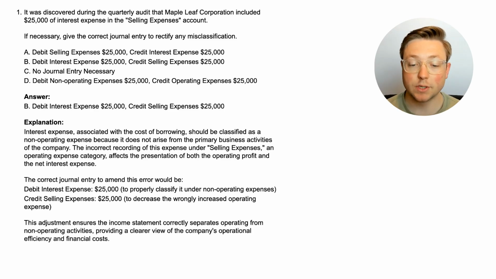Interest expense associated with the cost of borrowing should be classified as a non-operating expense because it does not arise from the primary business activities of the company. The incorrect recording of this expense under selling expenses, an operating expense category, affects the presentation of both the operating profit and the net interest expense. So to correct this, we have to debit the interest expense because it should have been the one that was debited in the first place, and then we have to credit selling expense to reverse that selling expense so that it's not there anymore.